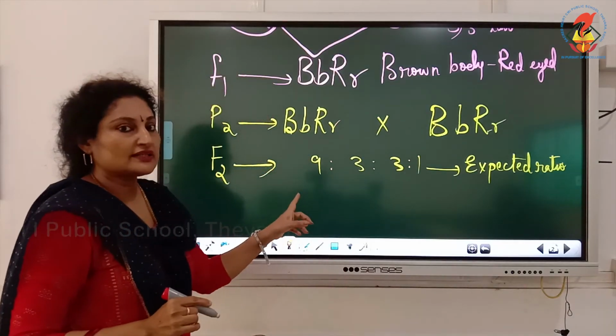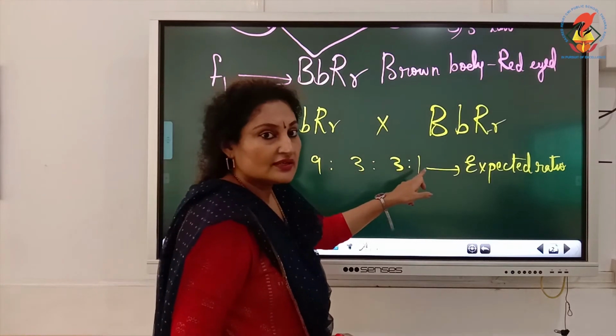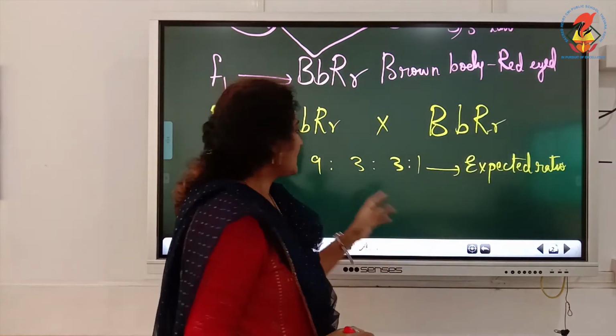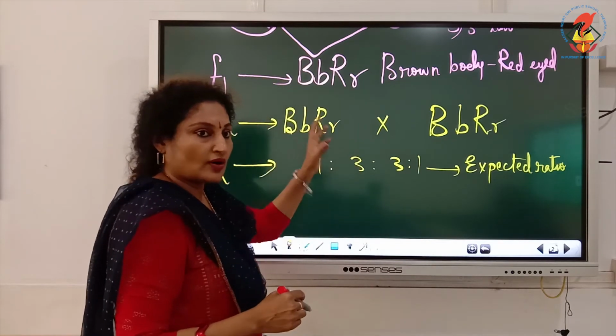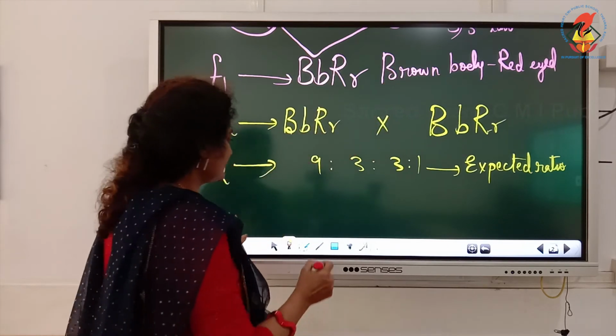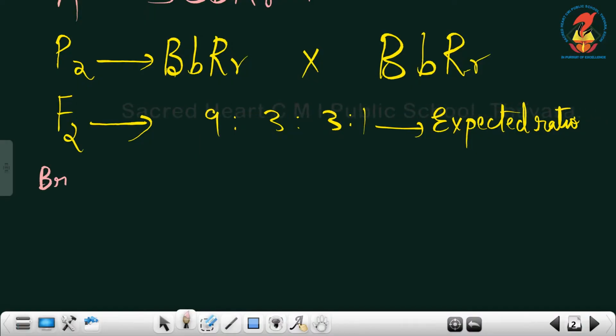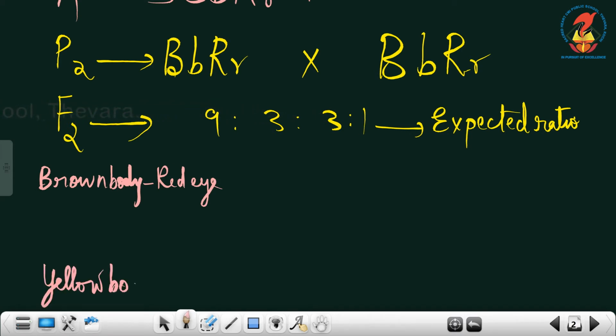So what will be 9? I told you what should be 9. The maximum will be the dominant parent. So 9 will be brown red. 1 will be the recessive parent, yellow white. And these are the recombinants, so you interchange brown with white eyes and yellow with red eyes. So if I bring that law of independent assortment, we had the characteristic brown body, red eye, and then we have the other parent, which is yellow bodied, white eye. Okay, these were the two parents. So definitely this is 9, as I taught you, and this will be 1.